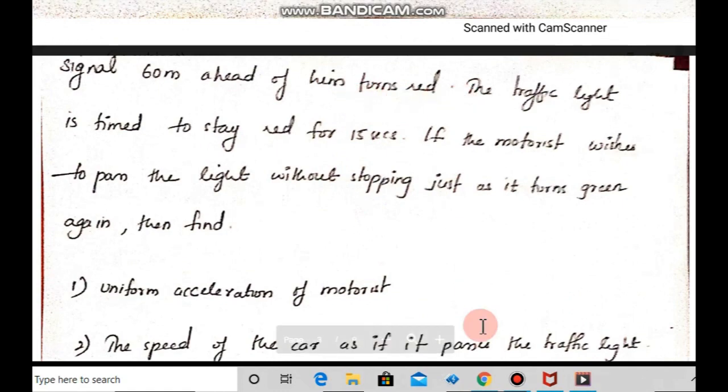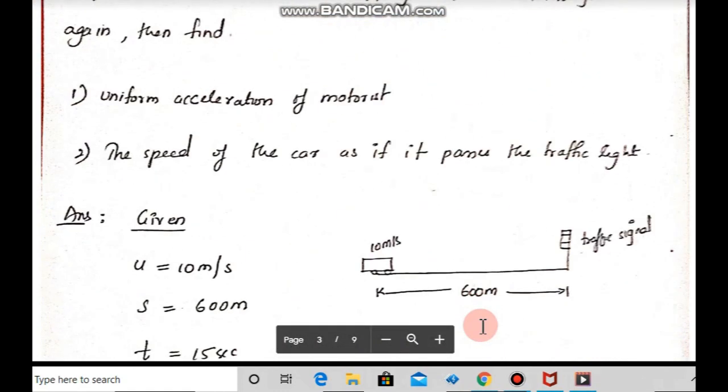Okay, sorry, it's not 600, it is 60 meter, right? Here, okay, 60 meters, you can change it. Sorry, there's a mistake in this, you can change it. So 60 meter ahead, it turns red, and as soon as he reaches there it becomes green. So uniform acceleration you have to find out.